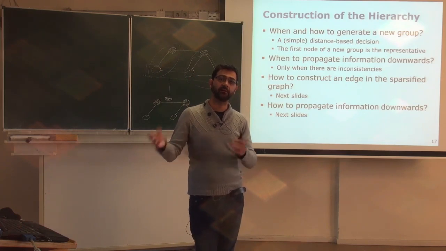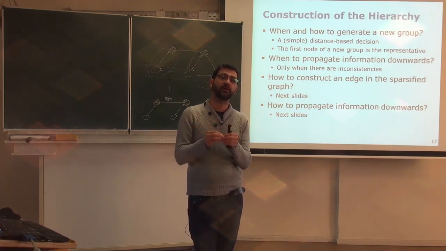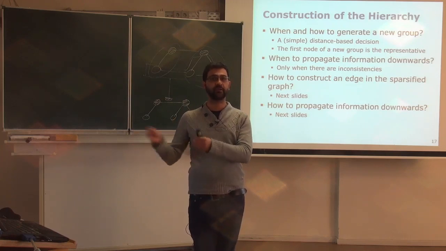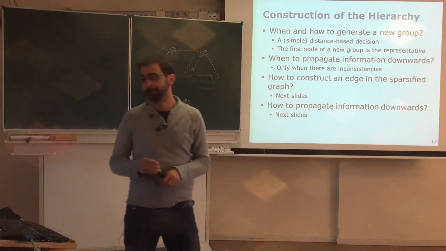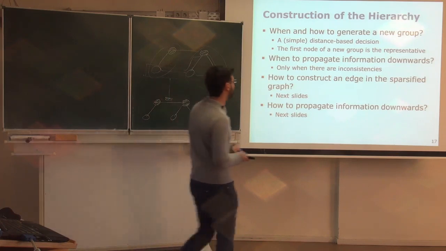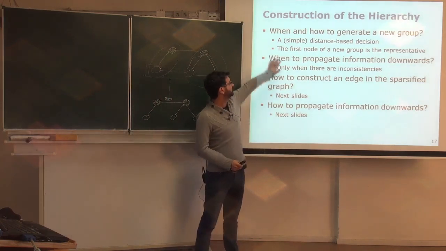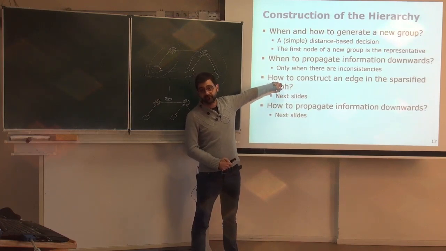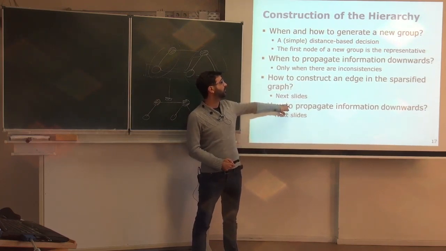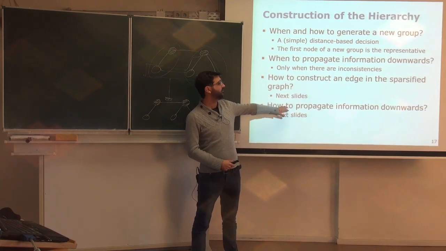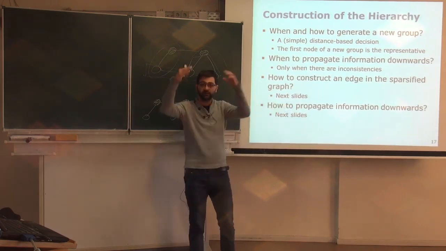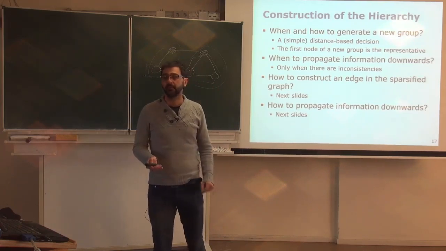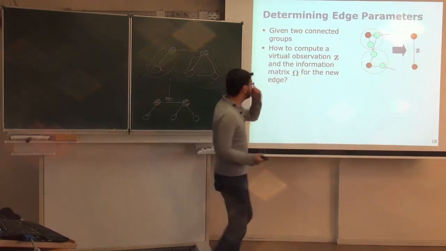And having a limited error helps because it reduces the effect of nonlinearities, it reduces the effect of data association errors, and so on. The other two things, which are actually more important than that, are how we construct the edge in the sparsified graph, and also how we then propagate the information downwards. So how we put things down in the different nodes. So how do we do the edge?